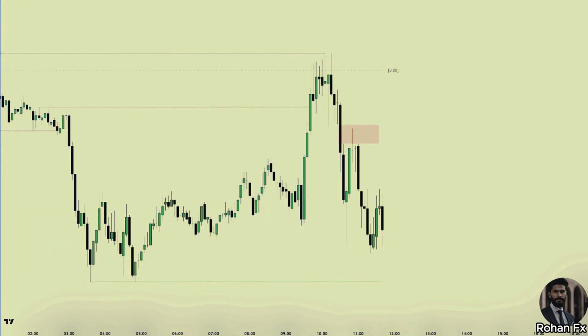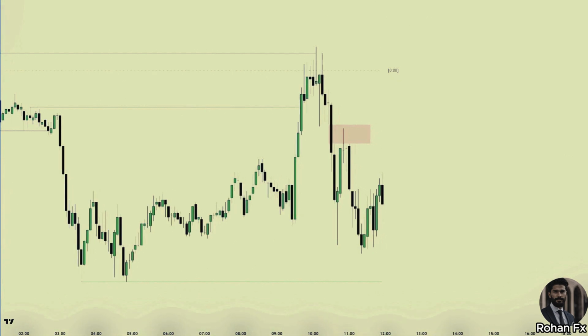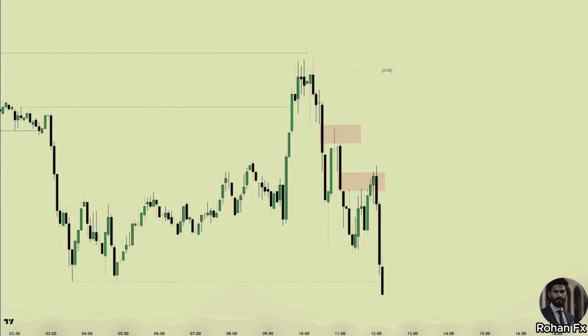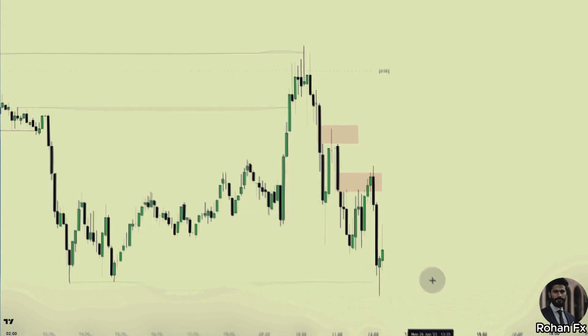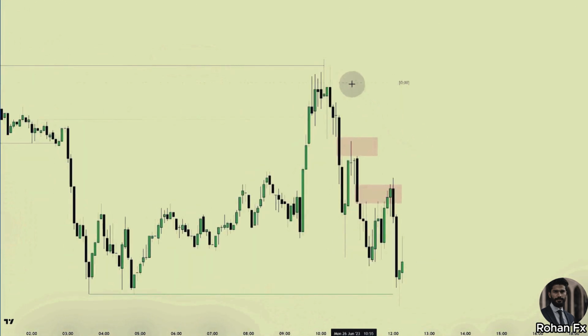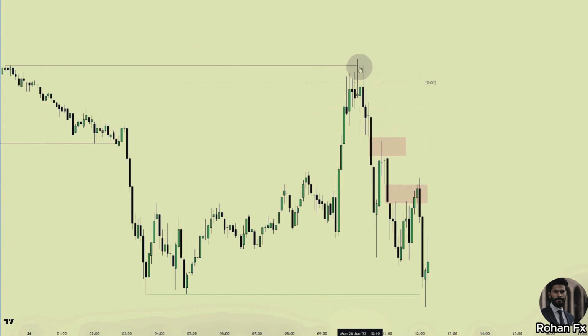Now we get the London session. Let's see what happens. There we go. We take our London session low and Asia session low, but no real displacement below here. Let's see what happens next. We start to get displacement up. We have a 5-minute fair value gap here. Let's see if that gets tagged.